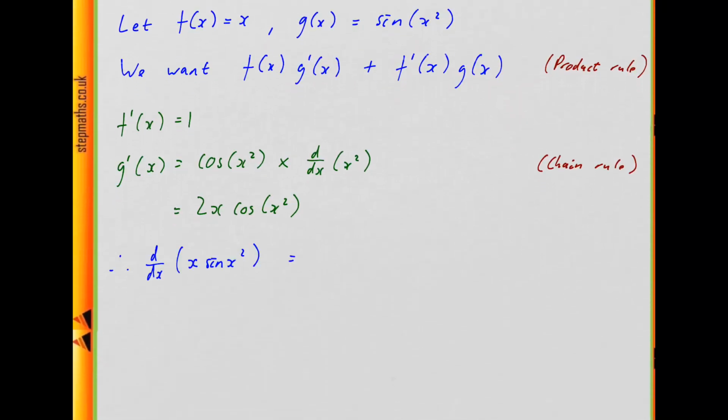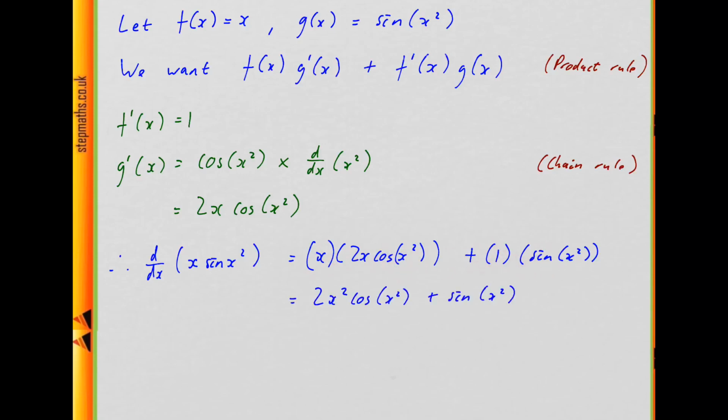So we're looking for the derivative of this whole expression now. So first we have f times g dash, so that is x times this expression here. And then we have f dash times g, so that's 1 times this expression. And now we just tidy up a little bit, this becomes 2x squared cos x squared, and the 1 we don't care about because we're multiplying. So we just get 2x squared cos x squared plus sine of x squared, and that's our final answer.